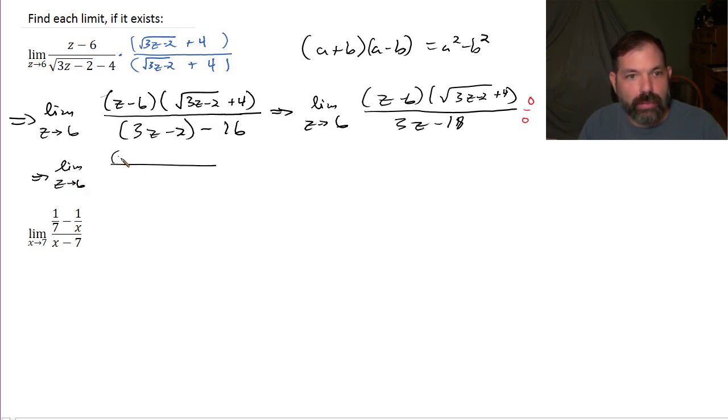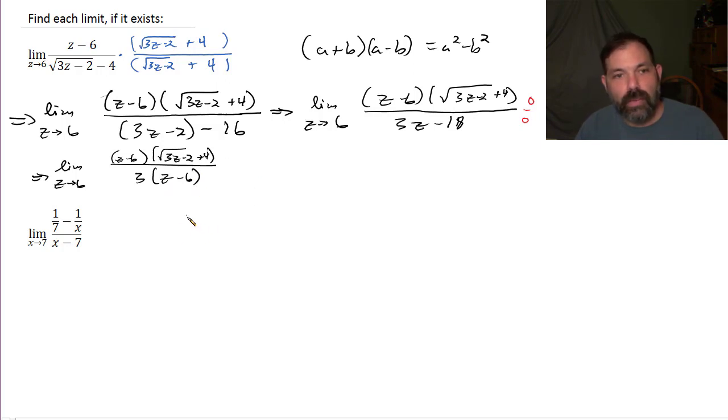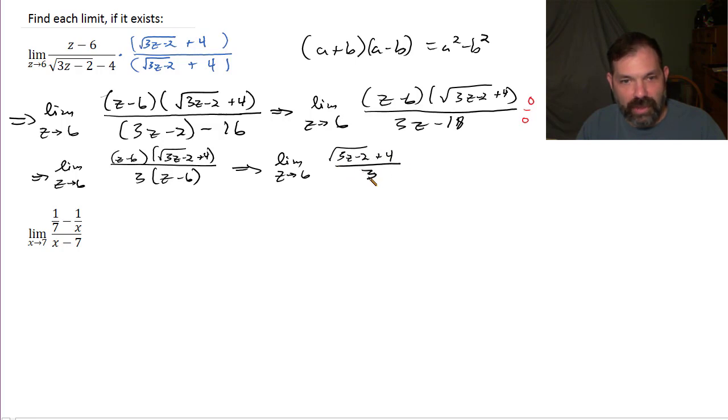So the numerator is still z minus 6 times the square root of 3z minus 2 plus 4. But now notice 3z minus 18 is 3 times z minus 6. I can remove the common factor of z minus 6. And so then I have the square root of 3z minus 2 plus 4, over 3. And now I can use a direct substitution of 6. If I let z approach 6, 3 times 6 is 18, minus 2 is 16. The square root of 16 is 4. 4 plus 4 is 8 over 3. 8/3.